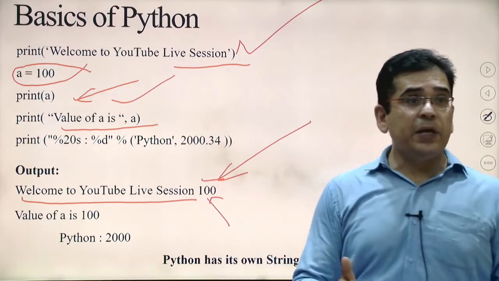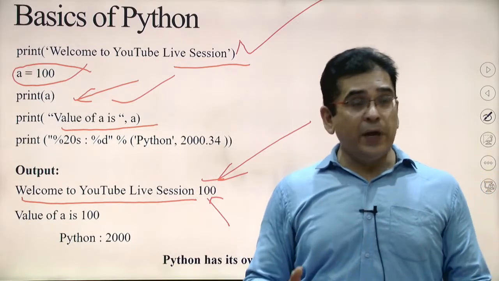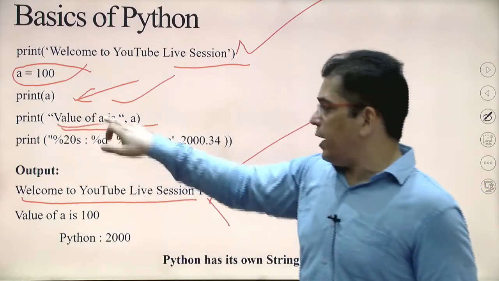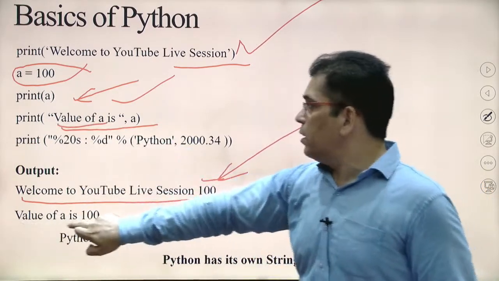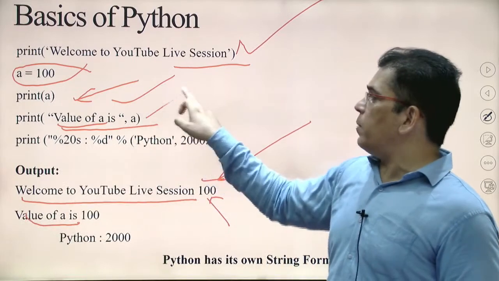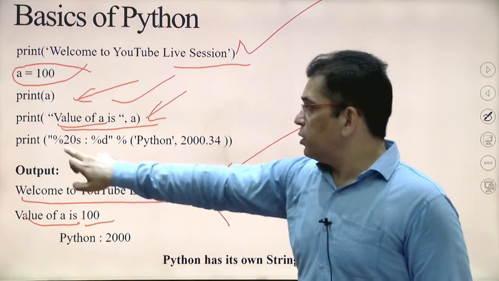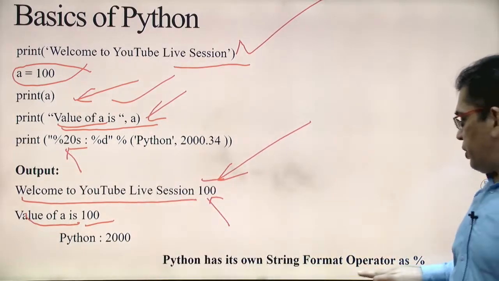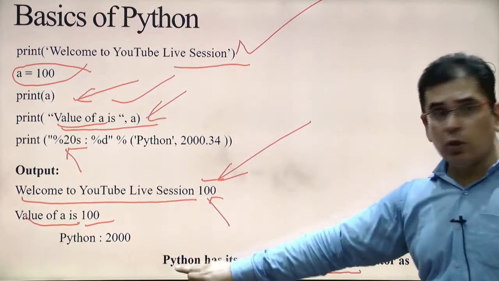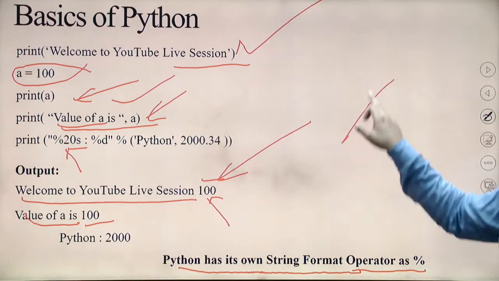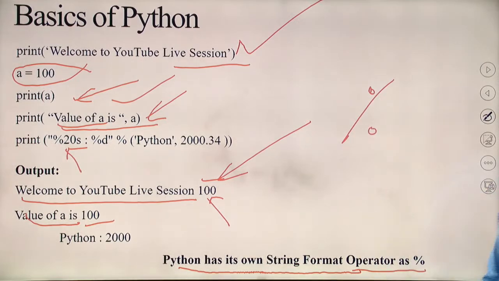Here I am printing two values together. One is the static value, another is dynamic value. Value of A is printed here as it is, and the value from variable A is 100. Now this percent is the string format operator. Python has its own string format operator which is represented by the percent symbol.